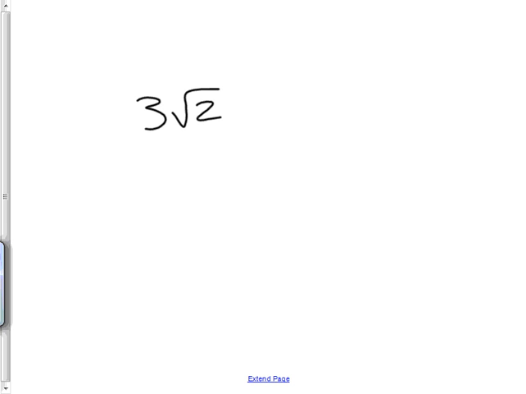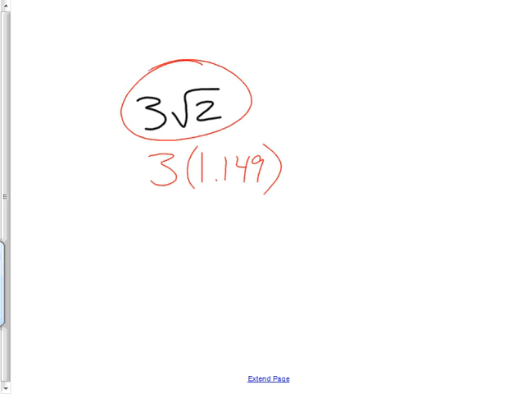Okay, so would it be better if I said 3 times the square root of 2 is like 1.149 or whatever? Would that be better? Is that more exact? No. This one is exact. Yes, that's exact. I didn't say that I knew the square root of 2 all the way out to infinity, but that is an exact answer if I left something like that. Okay, so just don't round your answers.